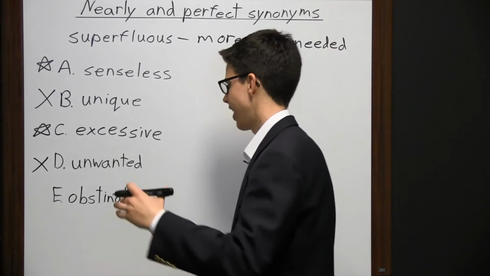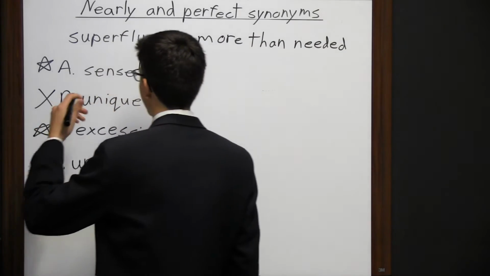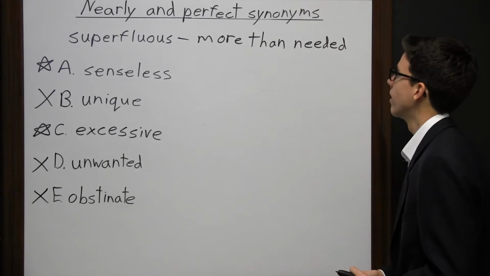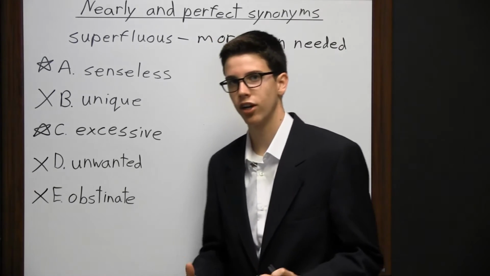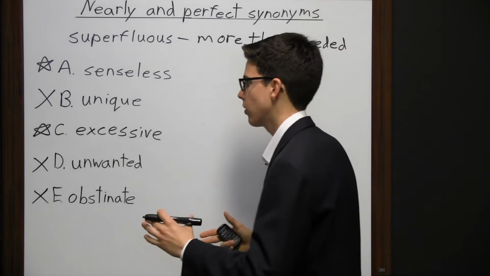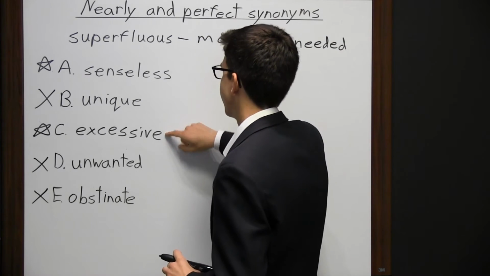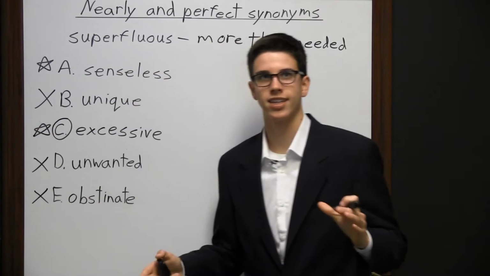Then we come to E, which means obstinate. That obviously is not a synonym for superfluous. So we come down to senseless and excessive. And so we're not going to find a word that means exactly the same thing as superfluous, but we can find a word that is very close. So we're looking for the closest synonym. And so some people might disagree with me here, but I'm going to say that C is the closest synonym to superfluous. So we're going to go with C, which is the word excessive.